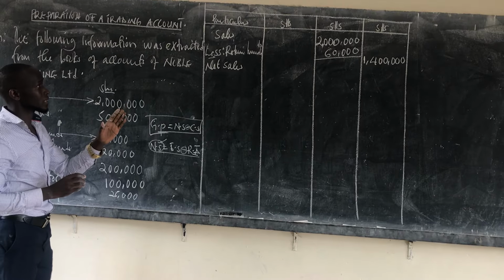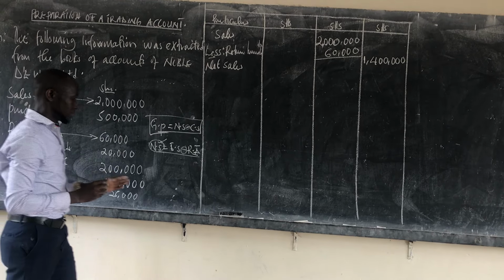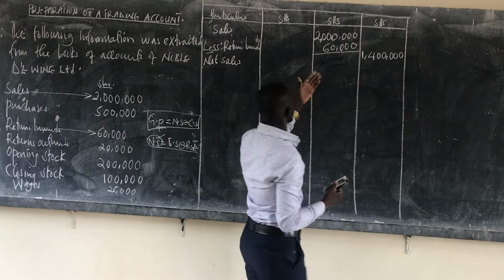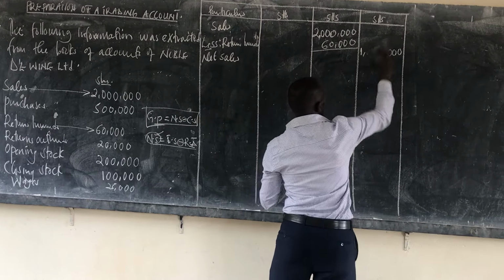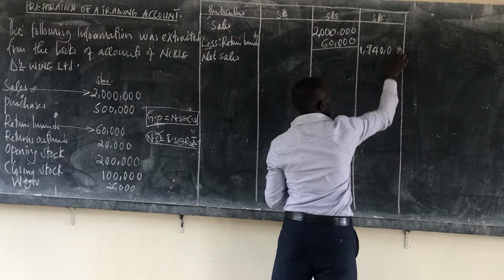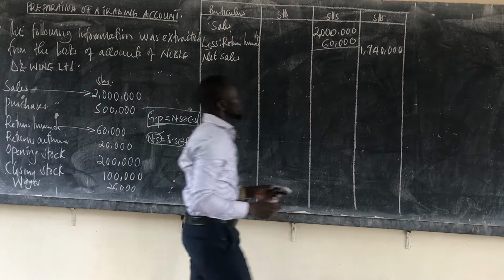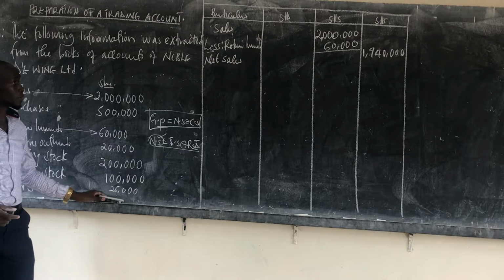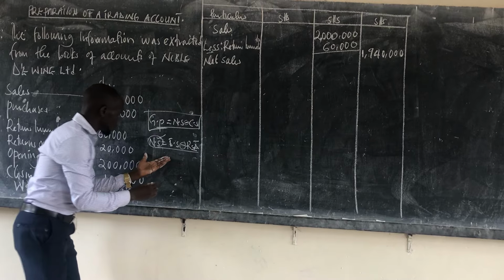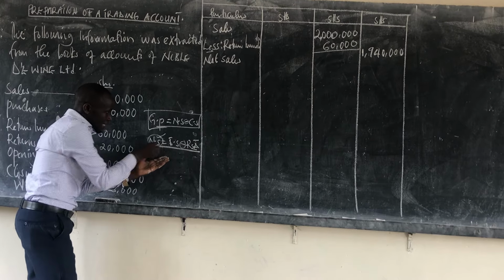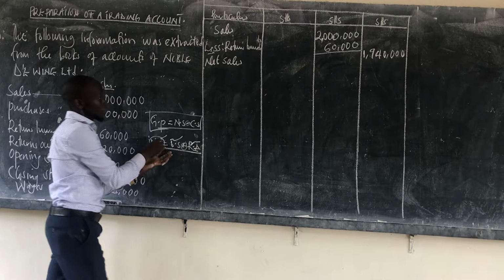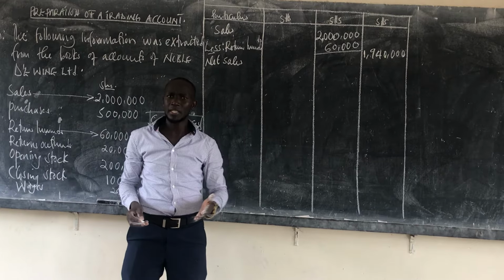Sorry, when you look at 2 million minus 60,000, it is 1,940,000. Sorry, 1,940,000. If you look at this figure very clearly, it is the figure someone would have gotten after writing this. When you write this, you say total sales minus returns inwards, you get net sales. That's exactly what I've done in a table.